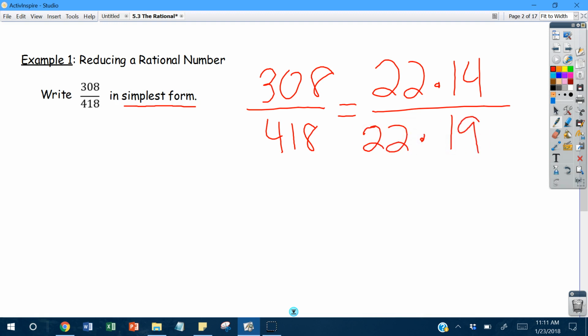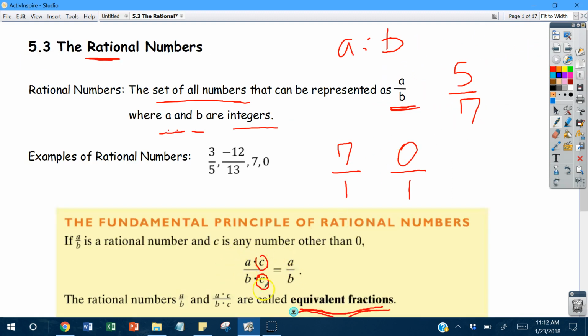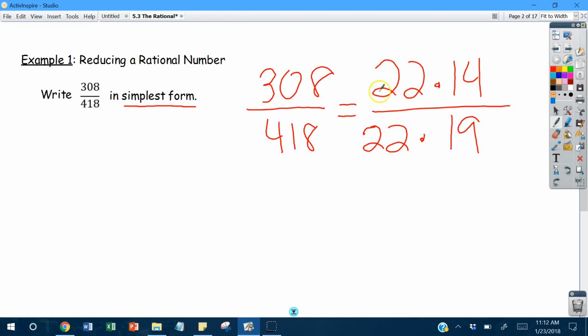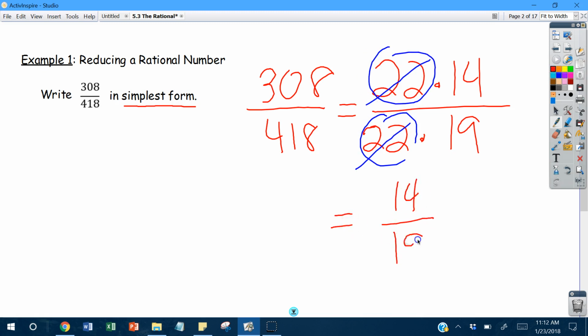So what I've done is I've taken the numerator and the denominator and broken them up into factors, and I found that they each have a factor in common. It's a pretty large number: 22. Based on this principle, if I have a factor in common, I can cross it out and write this rational number as the ratio of the numbers that aren't in common. So I can cancel the 22s, in which case my rational number is also equal to 14 divided by 19. So this big thing simplifies to 14 over 19. Those are what we call equivalent fractions.